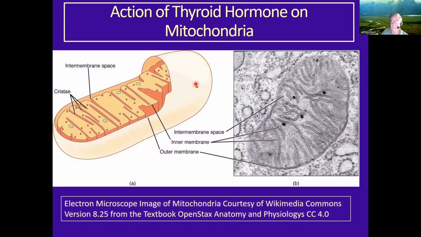What does thyroid hormone do? What is the function of thyroid hormone in the body? Thyroid hormone acts primarily on the mitochondria, increasing size and number and function of the mitochondria. Here's a schematic of a mitochondria showing the outer membrane and the inner membranes called cristae. On the right, we see an electron microscopic image of the mitochondria with the inner membranes where electron transport and oxidative phosphorylation takes place.